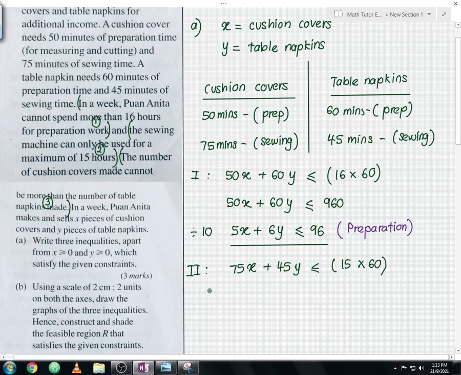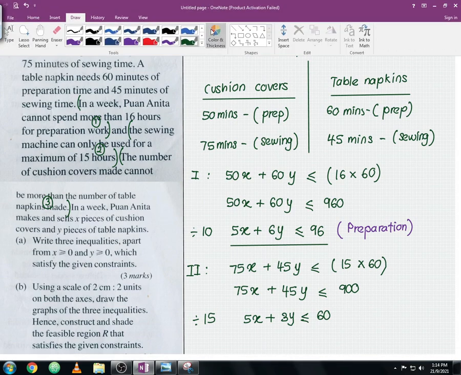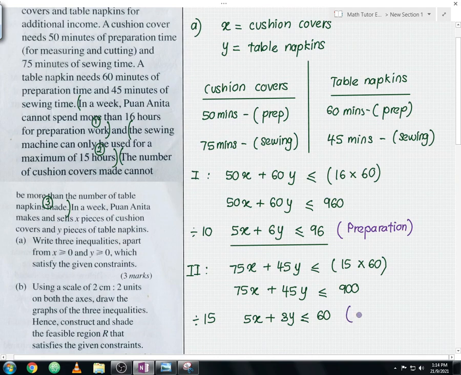So you perform this calculation. From here you get 75x plus 45y less than or equal to 900. It is possible for us to simplify this equation. So you divide the whole equation by 15. From here you get 5x plus 3y less than or equal to 60. So this is your sewing time. Let me write here sewing.